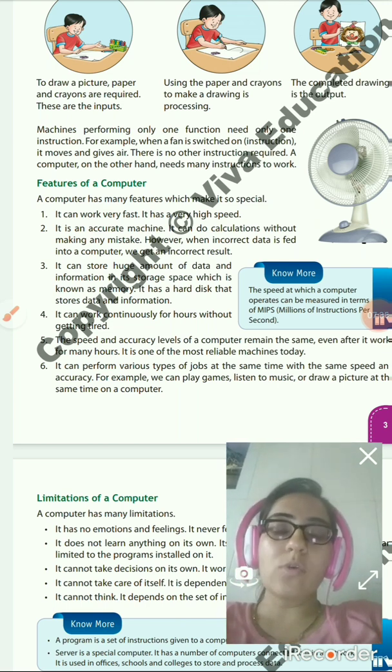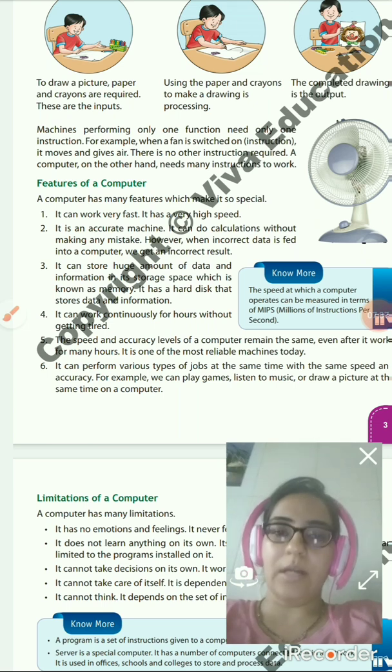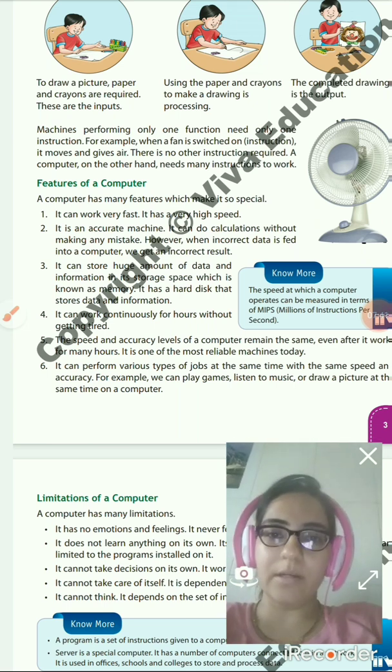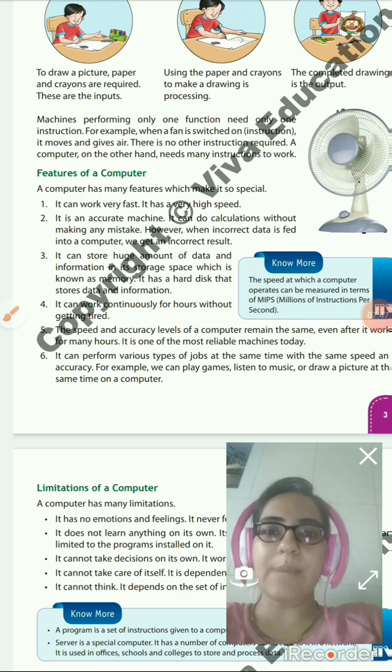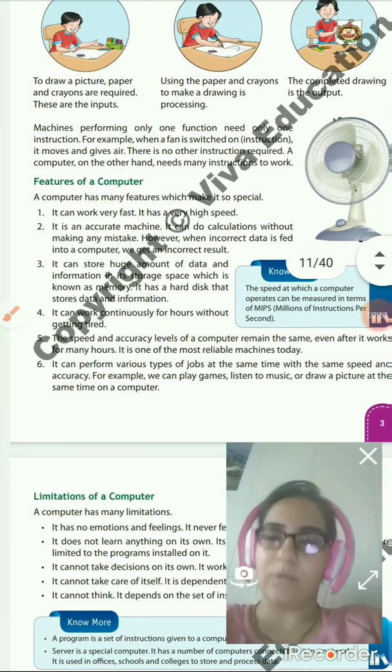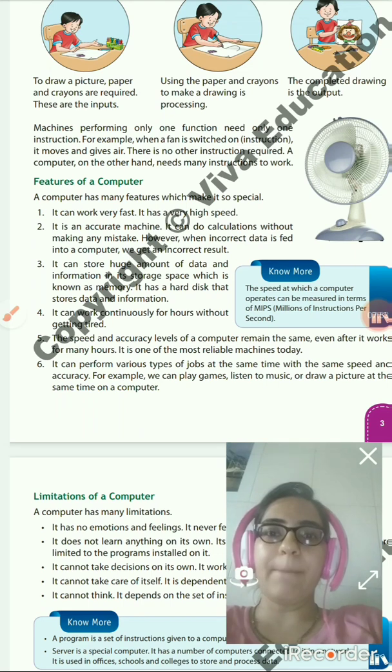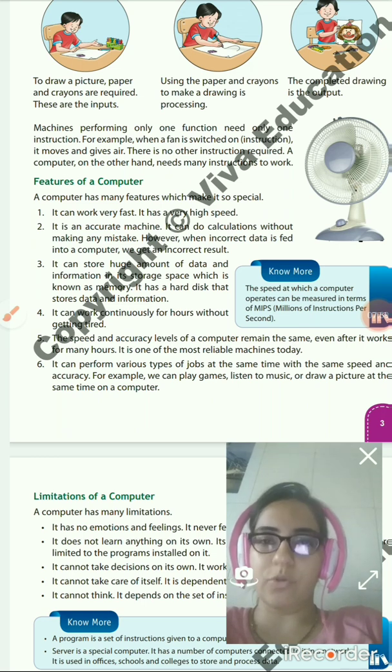It is called a reliable machine. It does not feel any tiredness. It does not feel any work burden. It can work for as many hours as you want continuously. It can perform various types of jobs at the same time with the same speed and accuracy. For example, we can play games, listen to music, or draw a picture at the same time on a computer.